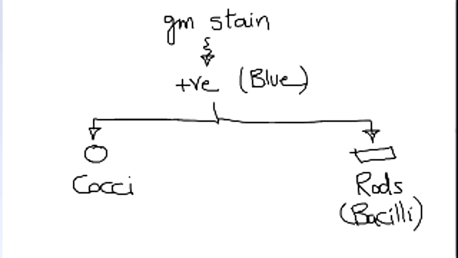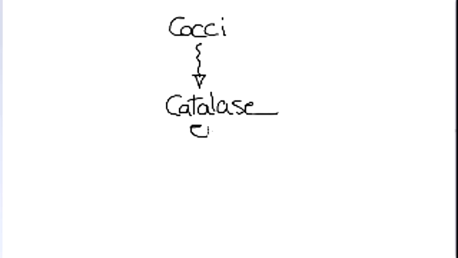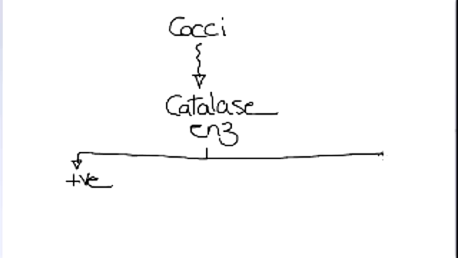Okay, let's start by talking about the cocci. If I found cocci under the microscope, what's the first step I should do? The first step is to check for the catalase enzyme. Check whether the bacteria have catalase enzyme activity, and these are called catalase positive, or the bacteria do not have catalase activity and are called catalase negative. So what is the catalase enzyme? Let me explain this simply.